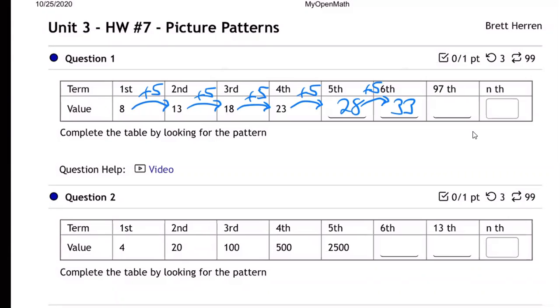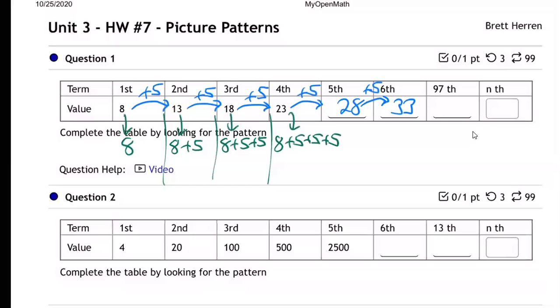And how do you find the pattern? Where is the pattern hidden? We got to look under the hood, right? Remember what we do? We bring these numbers down and we write them by what they're made out of. So the 13, that's 8 add 5, right? And the 18, that's 8 add 5 add 5. And the 23, that's 8 add 5 add 5 add 5, etc.